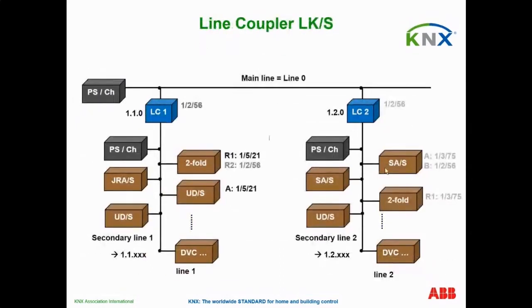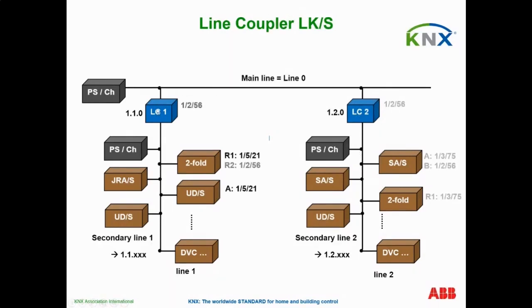Here's another example. In this example, you can see we have a two-fold switch on the left-hand side. We have rocker one connected to telegram 1521, and rocker two connected to 1256. And because 1256 is also connected to the SAS channel B on the right-hand side over here, this telegram is now added automatically to both line couplers.